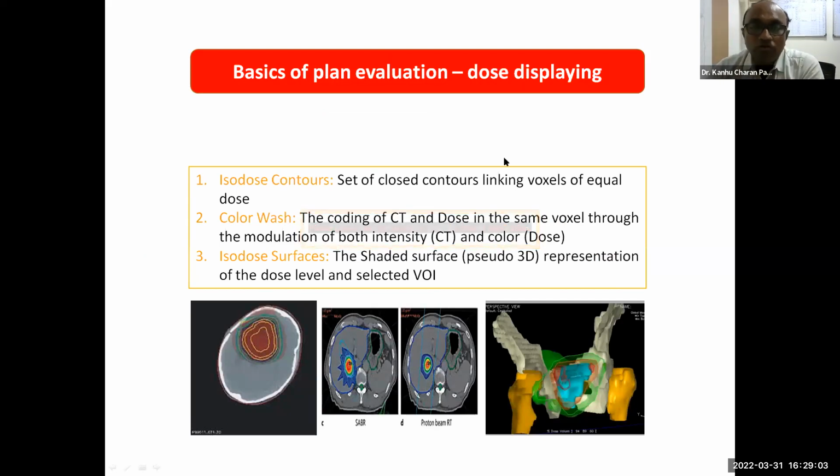So what are isodose contours? Isodose means the same dose. If you connect all the points with the same dose, you will get an isodose. You can see the isodose in the form of isodose contours, color wash, or isodose surfaces. The isodose surface is a pseudo 3D display, this is an isodose color wash, and this is isodose contours.